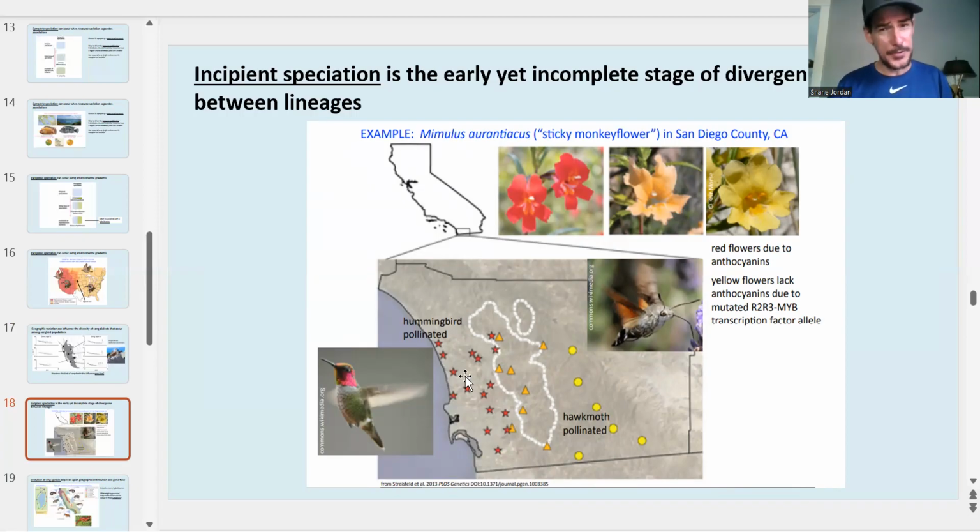And also, as it turns out, these populations of the red monkey flowers are pollinated exclusively by hummingbirds, whereas these populations of these yellow monkey flowers are pollinated exclusively by these insects called hawk moths, which surprisingly are almost the same size as hummingbirds, so they're pretty large insects.